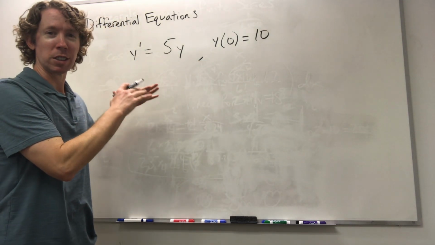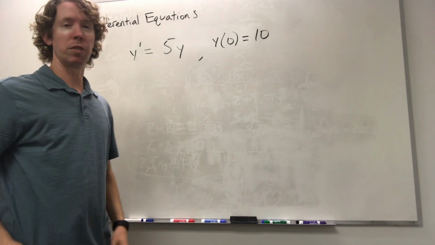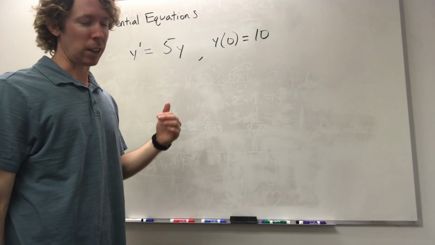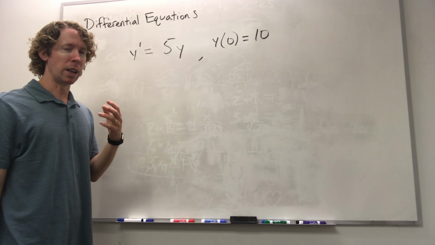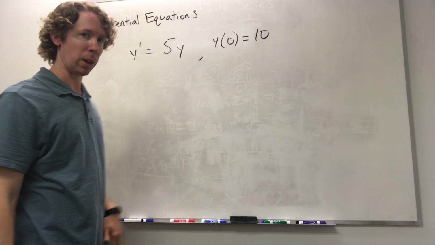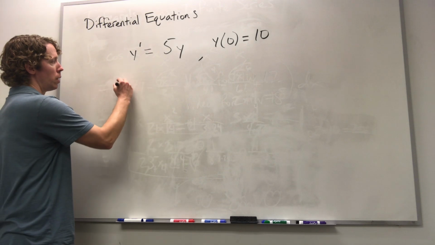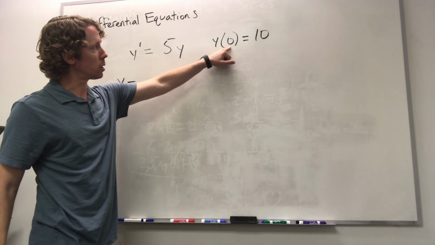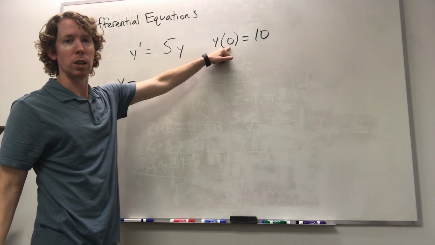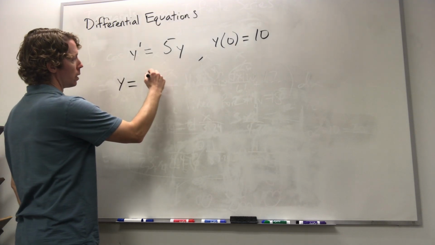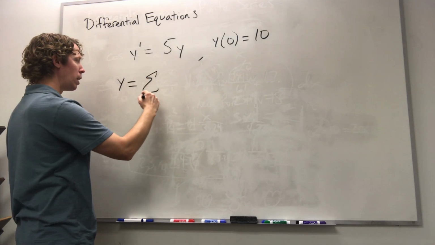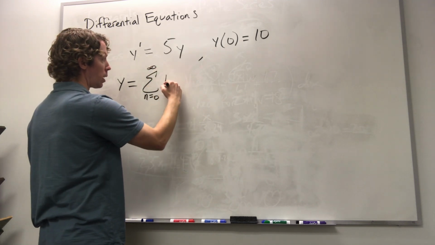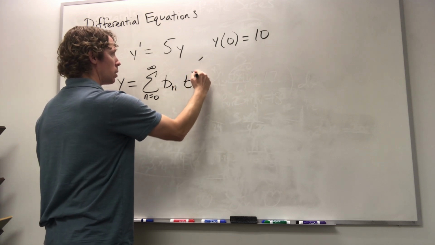This differential equation is so simple that you may be able to guess and check and figure it out fairly quickly. I'm going to use power series just to give you the idea of how you can use power series to attack a problem like this. So I'm going to assume that I can write y as a power series around this initial value, x equals 0 or t equals 0. I'll use t. So y is equal to the sum of bn times t to the n.